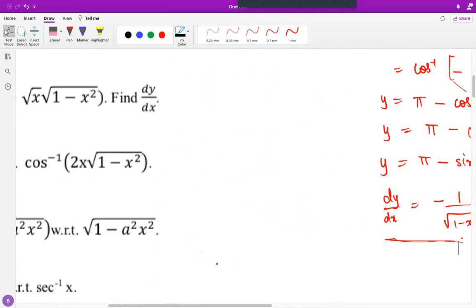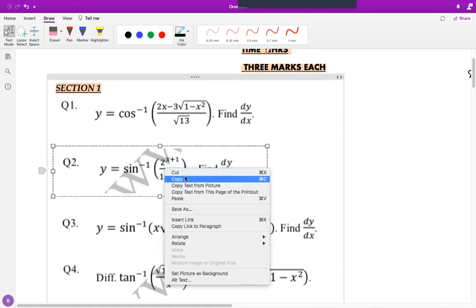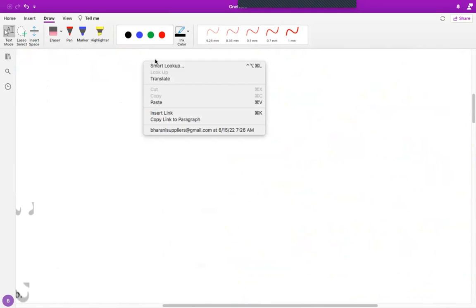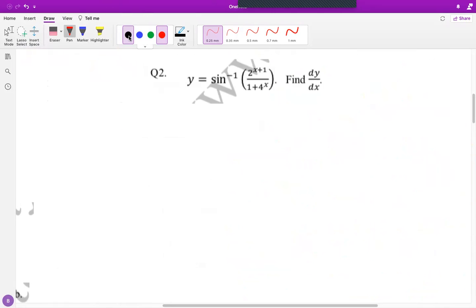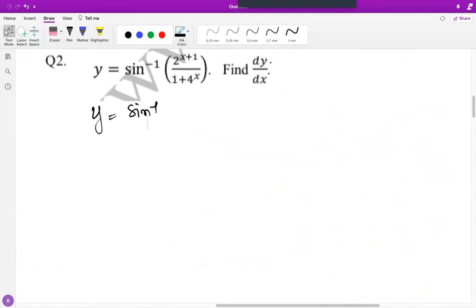Second question. Look into the second question, students. It's quite easy. y equal to sine inverse of 2 to the power x plus 1 divided by 1 plus 4 to the power x. Find dy by dx. So how do we do it? Here, we need to actually arrange the question.